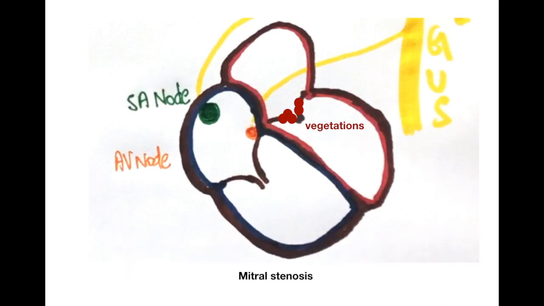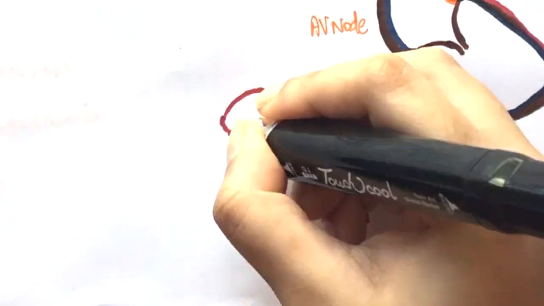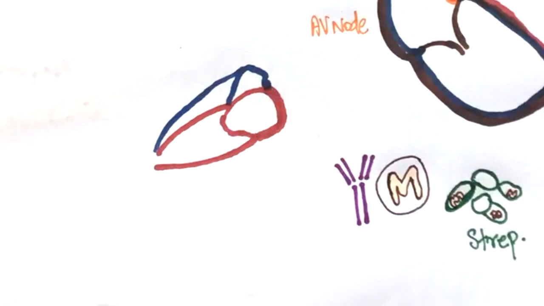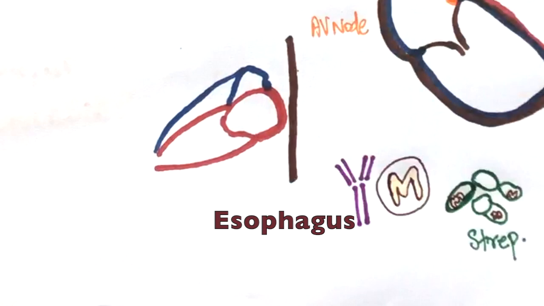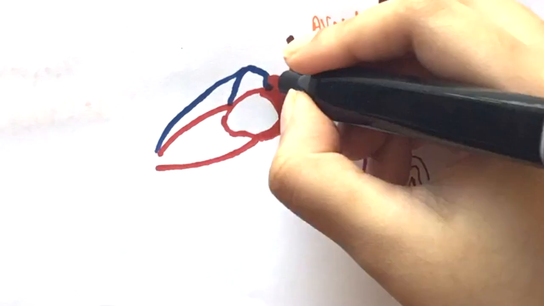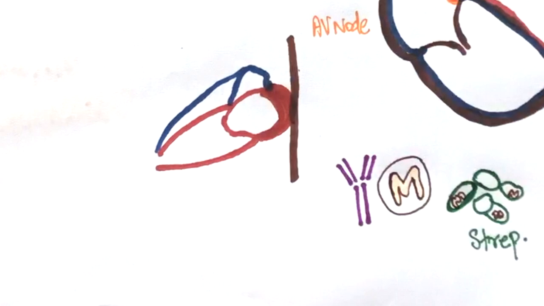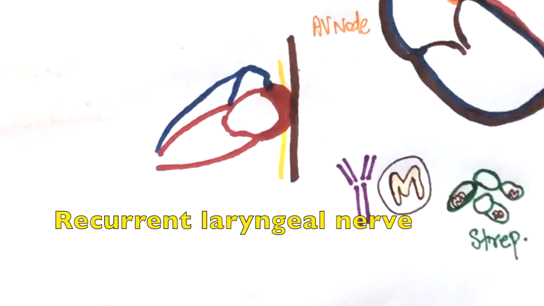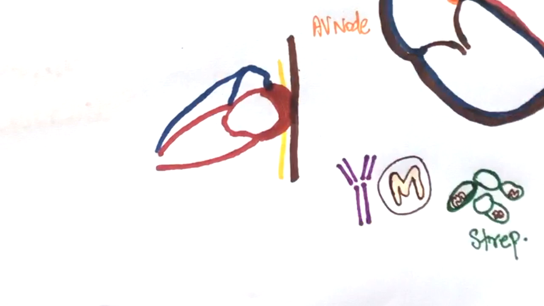Since there's an obstruction here, the left atrium has to put in extra effort in order to pump blood out of this chamber. This, over time, can lead to left atrial enlargement. The left atrium is the most posterior part of the heart. Hence, it's very close to the esophagus. Whenever there's left atrial enlargement, it can potentially compress the esophagus, leading to dysphagia. This is how rheumatic fever can end up causing dysphagia. An enlarged left atrium can also compress the recurrent laryngeal nerve, leading to hoarseness. This is known as Ortner's syndrome.